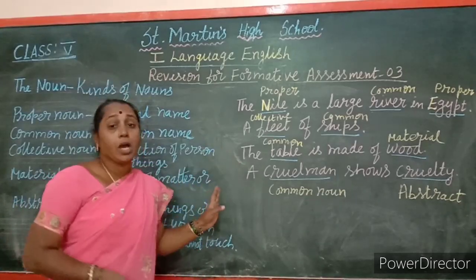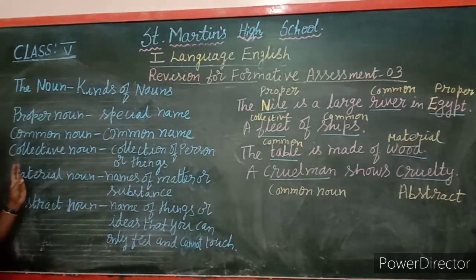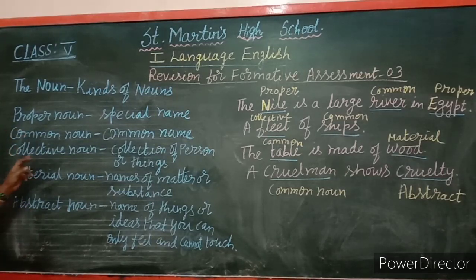I hope you understood now the noun and kinds of noun, children. So you have 5 kinds of noun. What are they? Proper noun, common noun, collective noun, material noun and abstract noun. Proper noun is a special name and a proper noun should always begin with a capital letter. Common noun is the common name. Collective noun is the name given to the collection of person or things. Material noun is the name of a matter or substance what a thing is made up of. Abstract noun is the name of things or ideas that you can only feel but you cannot touch. So I think now you got my point. Now let us move to the next unit.